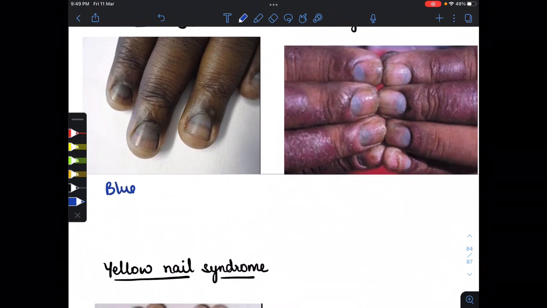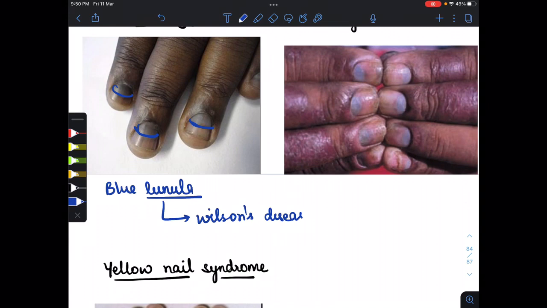Now first one is the blue lunula. In blue lunula, this lunula is blue in color. We can see the blue lunula in Wilson's disease, when there is copper deposition. In argyria we also see the blue lunula, and this is also a blue lunula. Lunula is a half moon shaped part.